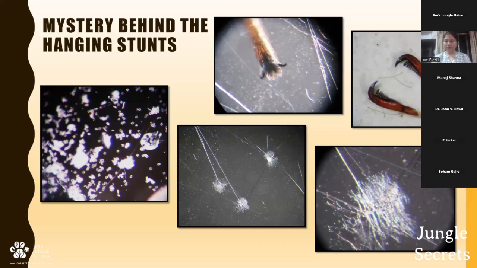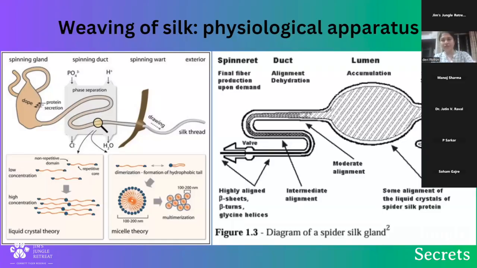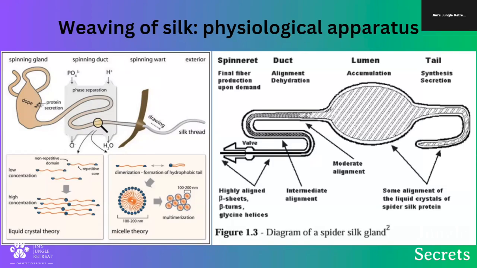fiber. Okay. Now, quickly coming to the physiological apparatus, which we have already told you, the spinning gland, the duct, and the exterior silk thread. This is the whole mechanism of how this happens. What is interesting is, like we have already told you, this apparatus helps produce the silk, but once it is eaten up, it also comes back and gets produced once again. So there is a recycling thing happening there.